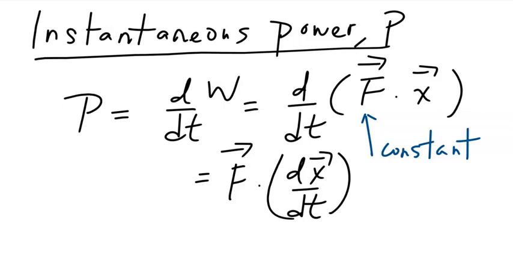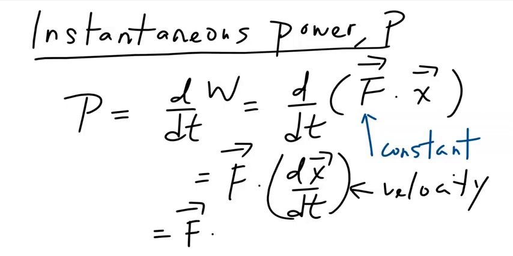Now what is dx dt? Well, that is quite simply the velocity. So you can write the following form as an alternative form for instantaneous power, which is the dot product of force and velocity. Let's look at a problem.